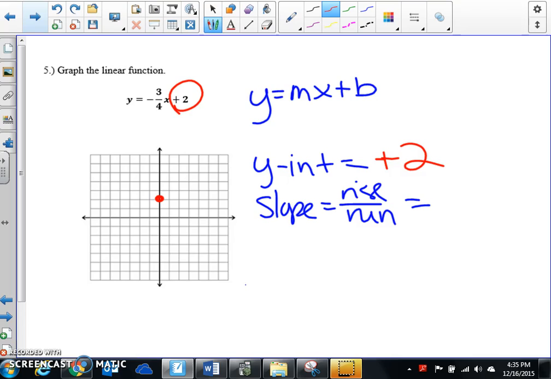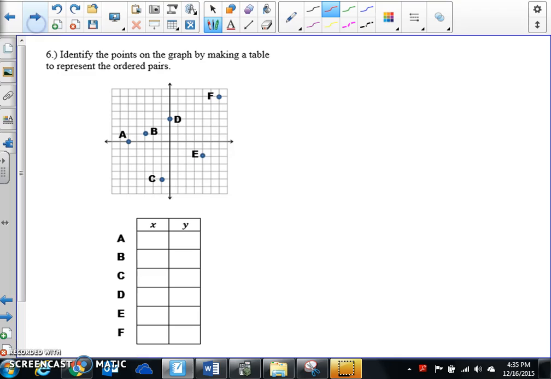Then I have a negative 3/4. I put that negative up top. So that's saying that I fall 3: 1, 2, 3. I always, on my first point, run to the right: 1, 2, 3, 4. Then I do the opposite. I go up 3, left 4. And I connect my dots. That's it.